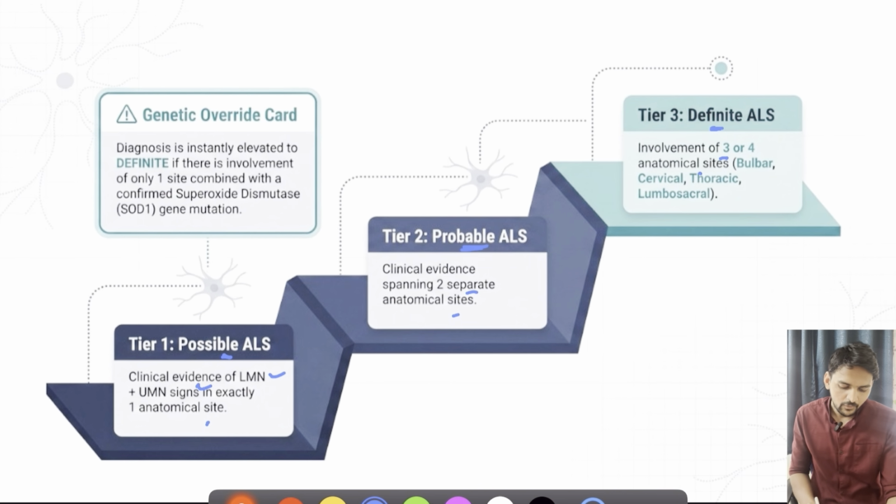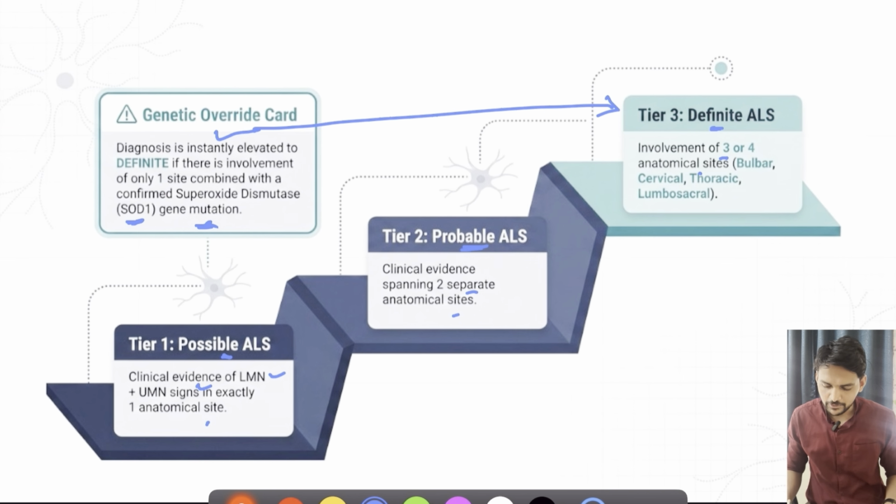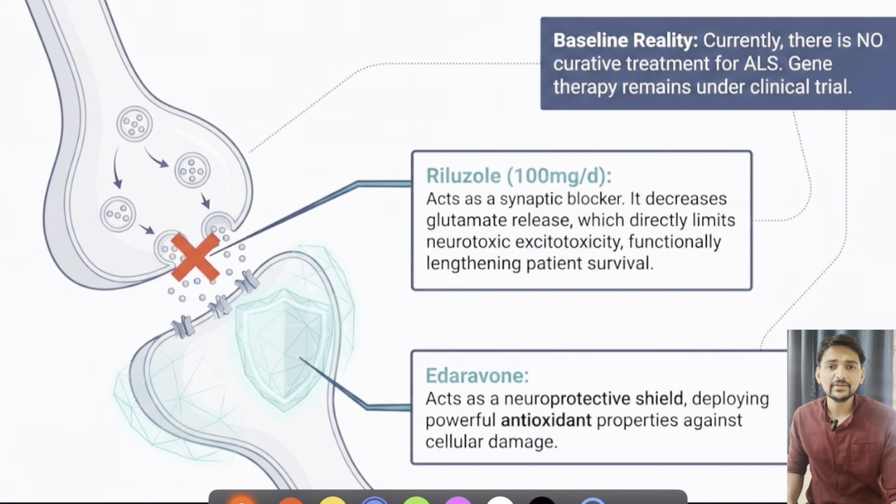ALS. And whenever there is a proven genetic mutation of the superoxide dismutase 1 gene, even if only one site is involved, that will directly confirm the case as a definite ALS case. So the genetic study is a very strong diagnostic marker. How to treat now? Mainly it is a degenerative condition. That's why we say currently there is no curative treatment for ALS.